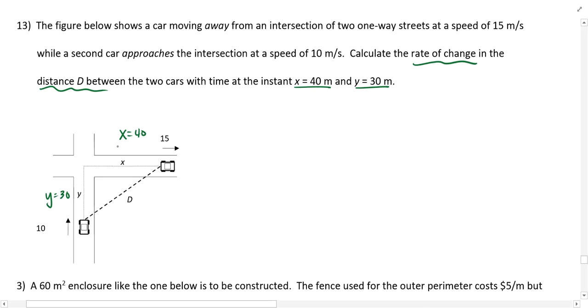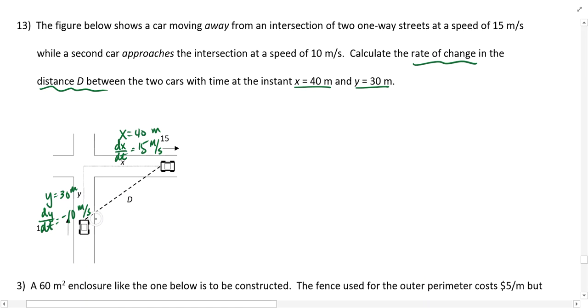Now, for reference here, the change in x with respect to time, dx/dt, is equal to +15, and these are meters and meters per second, whereas dy/dt, the change in y with respect to time, is going to be considered a -10 meters per second, because the distance of this car from the intersection is actually decreasing at 10 meters per second, whereas up here it's increasing at 15 meters per second. So that's good to know.